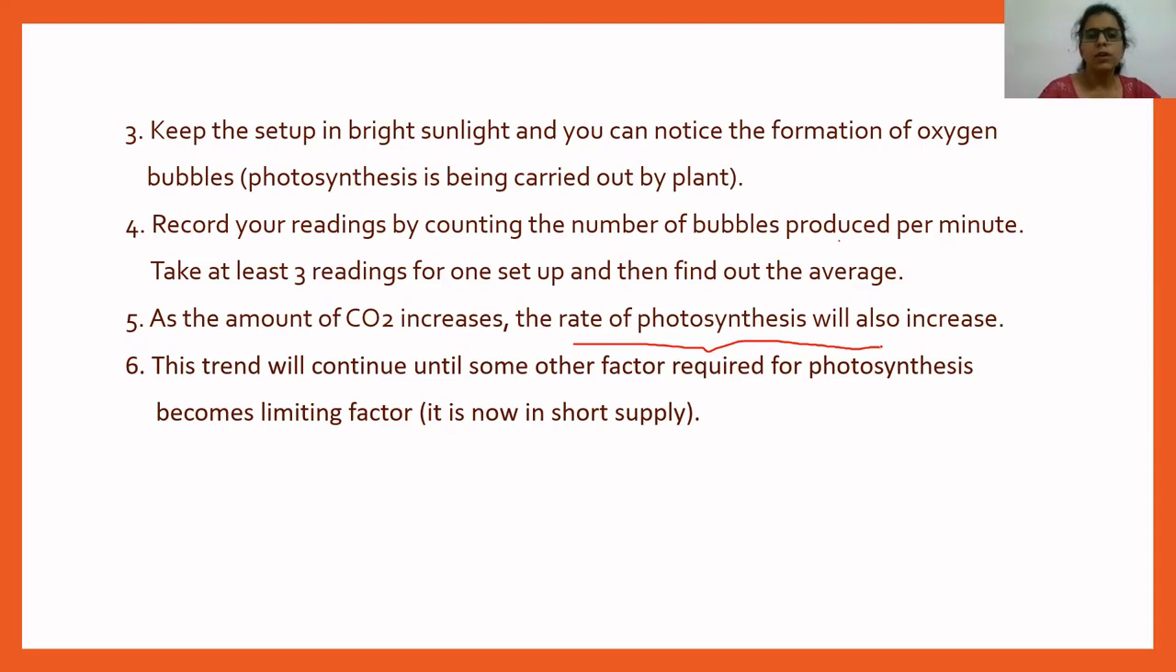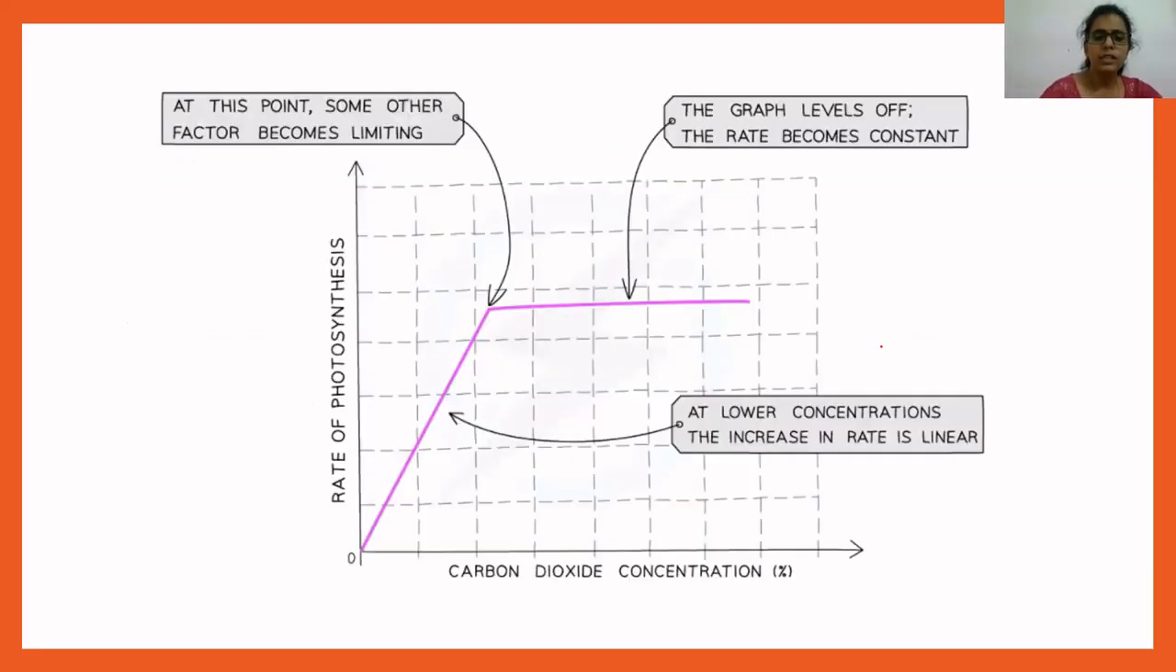So remember, all factors which affect the rate of photosynthesis should be present in ample amount, so that the rate of photosynthesis can increase. If any factor is present in lesser amount, that factor becomes a limiting factor, and hence the rate of photosynthesis will get saturated, or will not increase after that. So here you can see in this graph, the rate of photosynthesis is your dependent variable.